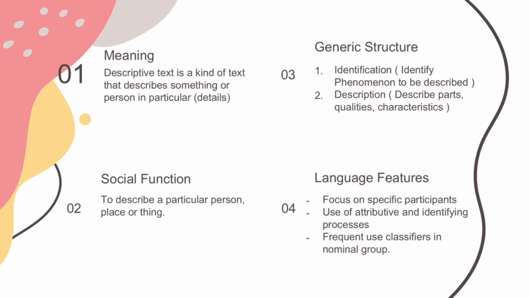Identification is to identify the phenomenon to be described, and contains the introduction of a person, place, animal, or object that will be described. And the second is description. It describes parts, qualities, and characteristics. Description contains a description of something such as an animal, thing, place, or person by describing its features, form, colors, or anything related to what the writer describes.